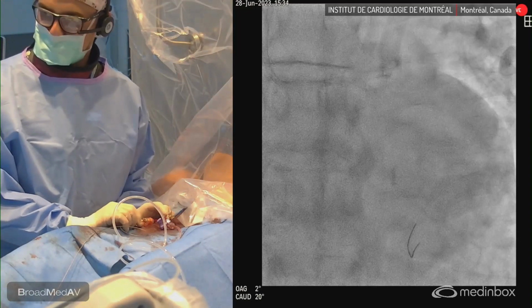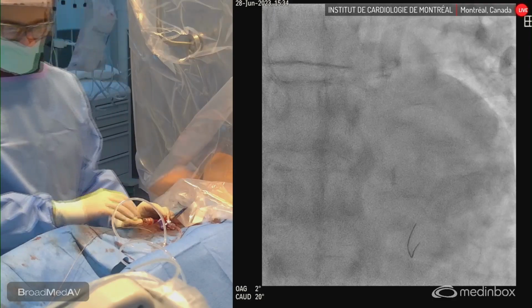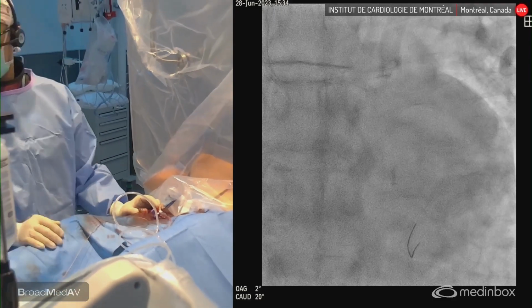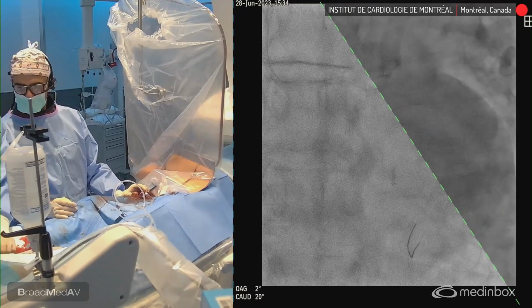So we like to put the wire back in the circular plastic holder that it came up with, just because otherwise it's a long wire and it's going to fall, it's going to get contaminated. This is just good practice.